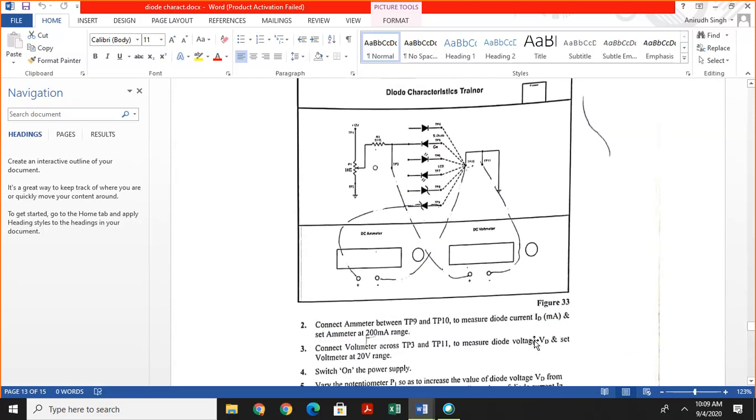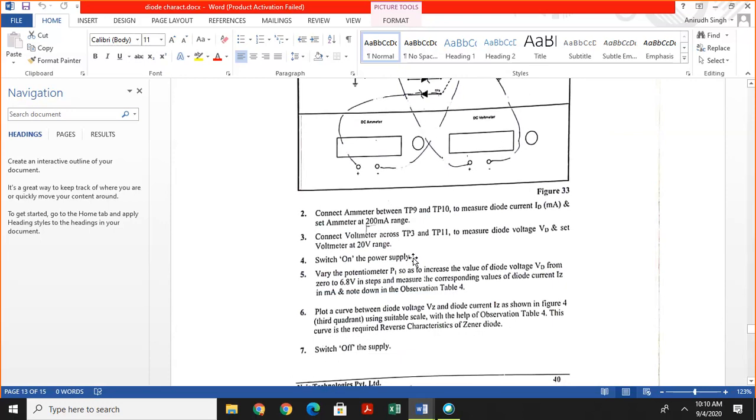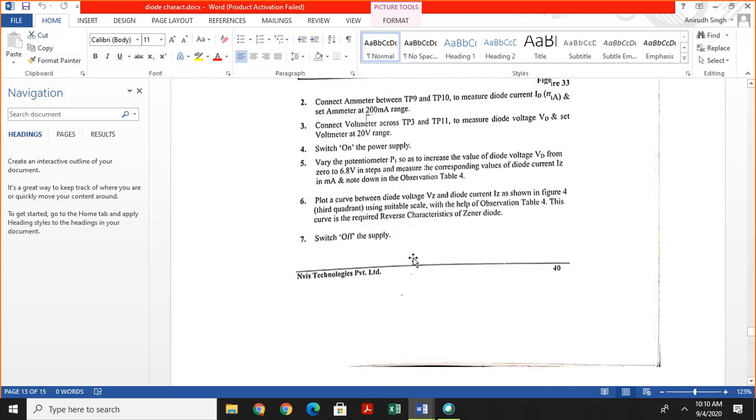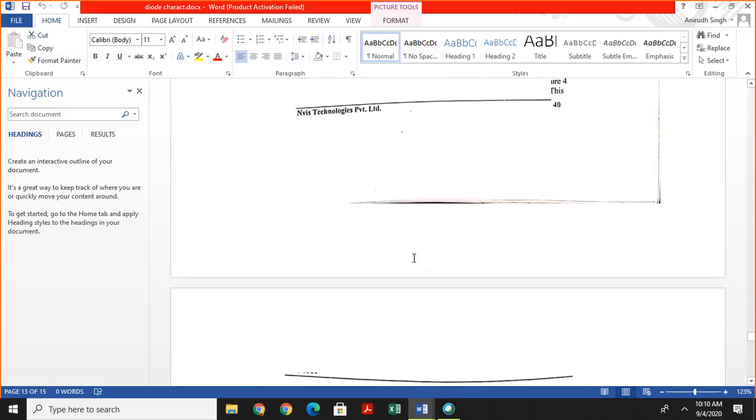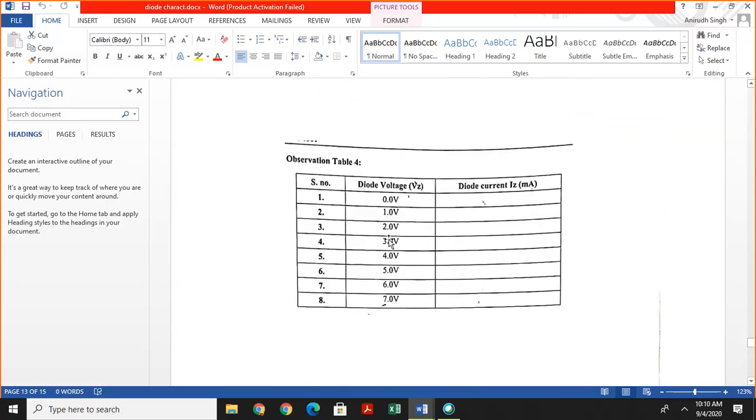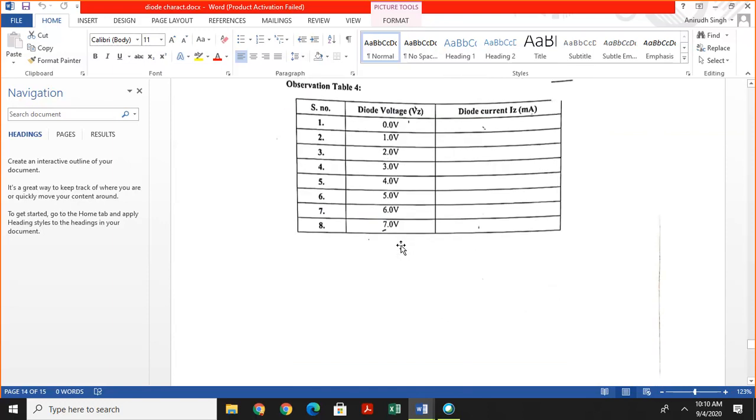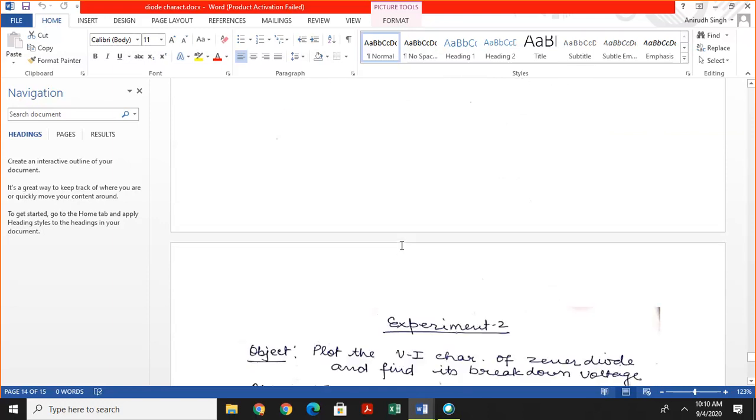Range is set at 10 volt, and here range is set at 200 milliampere, and then switch on the power supply and note down the voltage and current, 1 volt, 2 volt, 3 volt. In reverse characteristic, we increase the voltage in steps of 1 volt, and in forward characteristic we increase the voltage in steps of 0.1 volt, 0.2 volt, and draw the reverse characteristic.